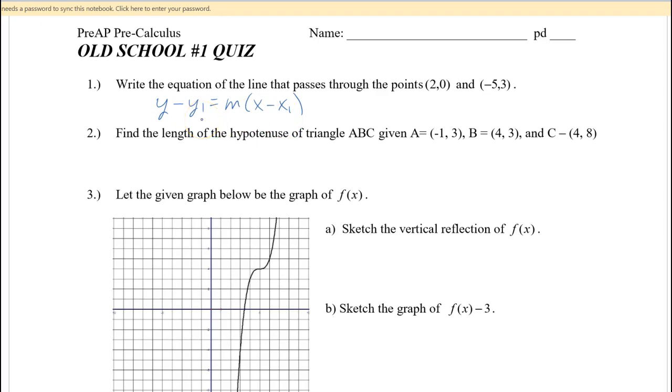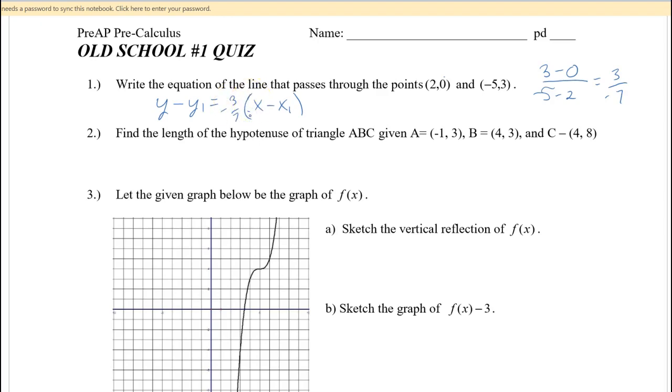So to first find slope, you need to do a good old-fashioned y minus y, 3 minus 0, over x minus x, negative 5 minus 2. So my slope for this one is going to be 3 over negative 7. Okay, so that's going to replace the m that's here. So let me slide that in there.